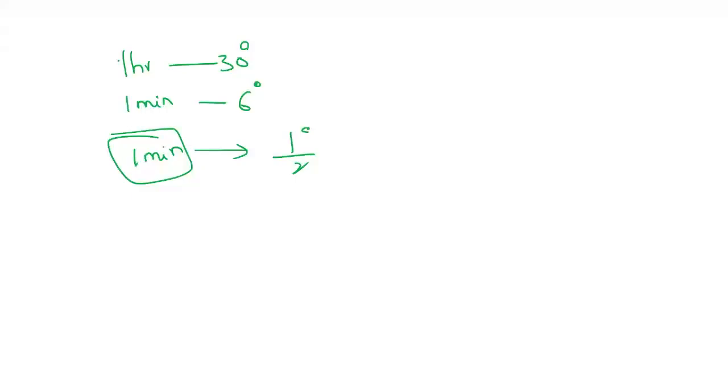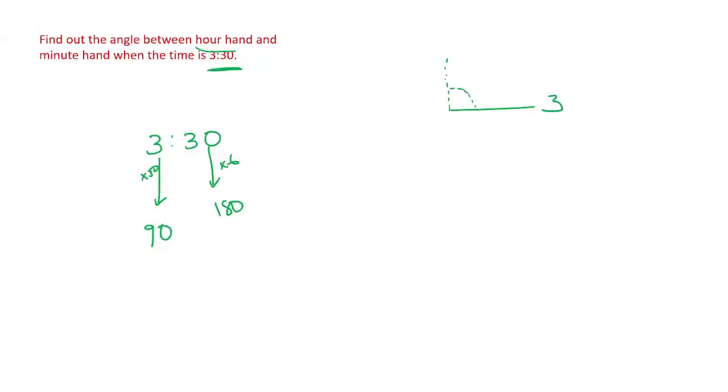Okay, so let us see how you are going to solve the problems. Now we want to find out the angle between the hour hand and minute hand when the time is 3:30. So see here, we have the time as 3:30. Now 1 hour equals 30 degrees, so 3 hours should be equal to 90 degrees. If you take 12 as a reference point, exactly at 90 you are going to have 3. Similarly, 1 minute equals 6 degrees, so 30 minutes is going to be 180 degrees. So from here you are going to get 6 at 180.